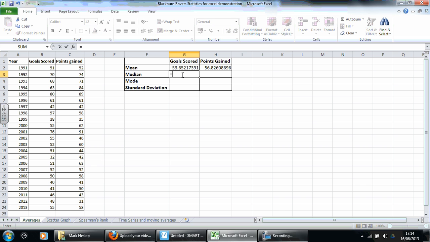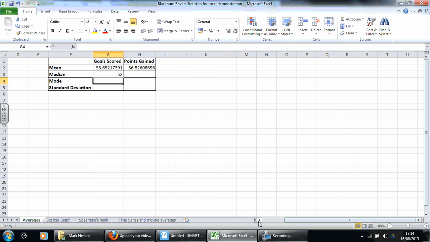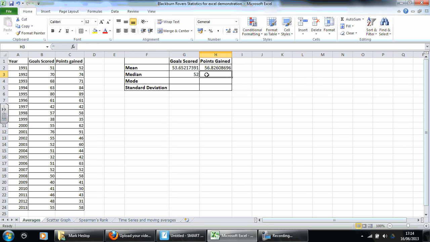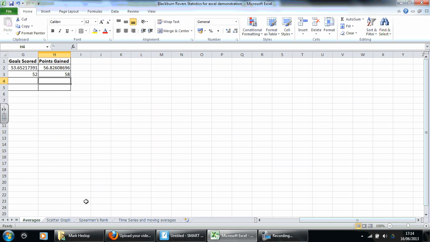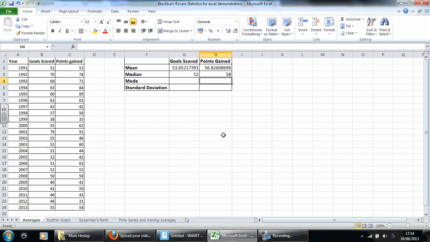Median, just as simple. This time you put equals median. And again, just select all the data. Close the brackets. And the median number of goals scored is 52. Points gained. Then it's all this data, find the median of. And that's 58.